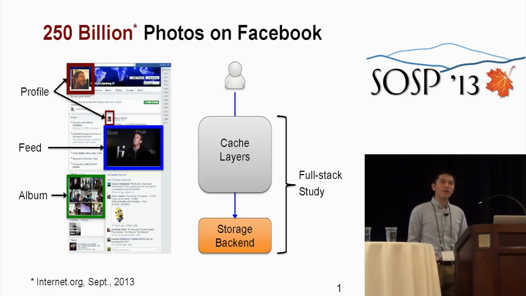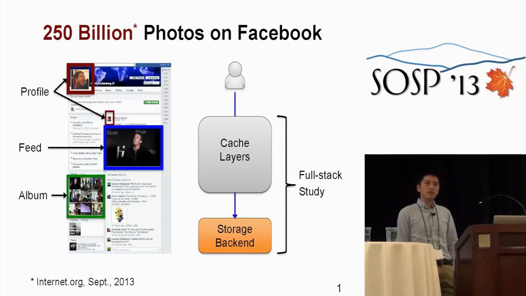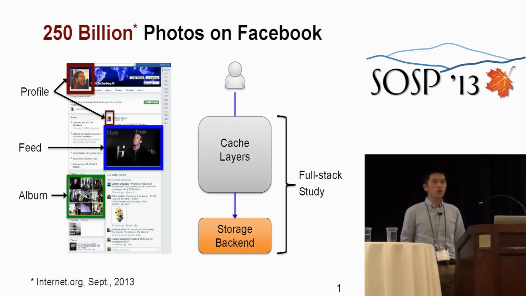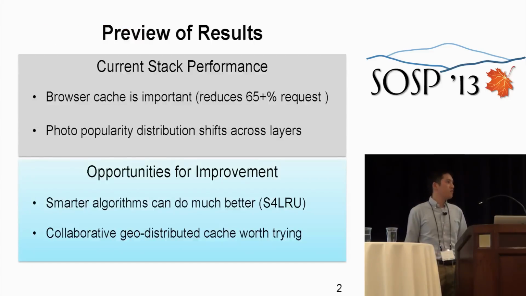So this is a very important application, and engineers have put a lot of effort into delivering good performance, including building an entire system stack. At the bottom, they have a customized storage backend called Haystack. Many of you have already heard about it. On top, there are multiple layers of cache between clients and storage. In our work, we look at every layer of the full stack. We want to understand how each layer performs, how we can improve it, and more importantly, what lessons we can gain for future system designers.